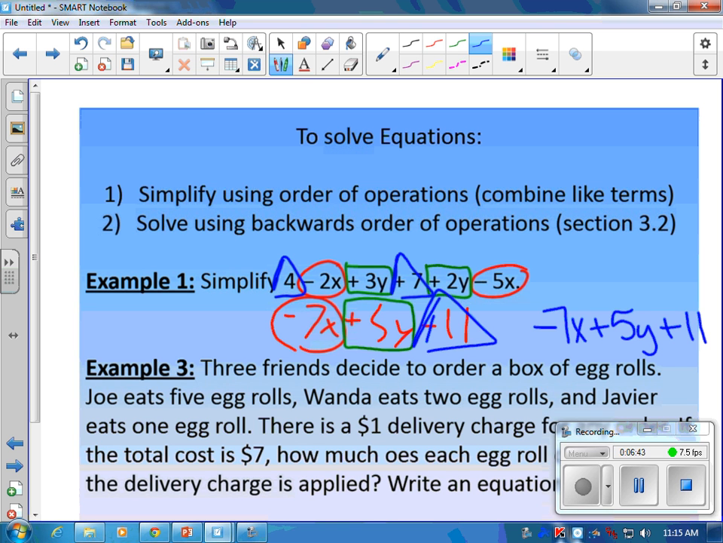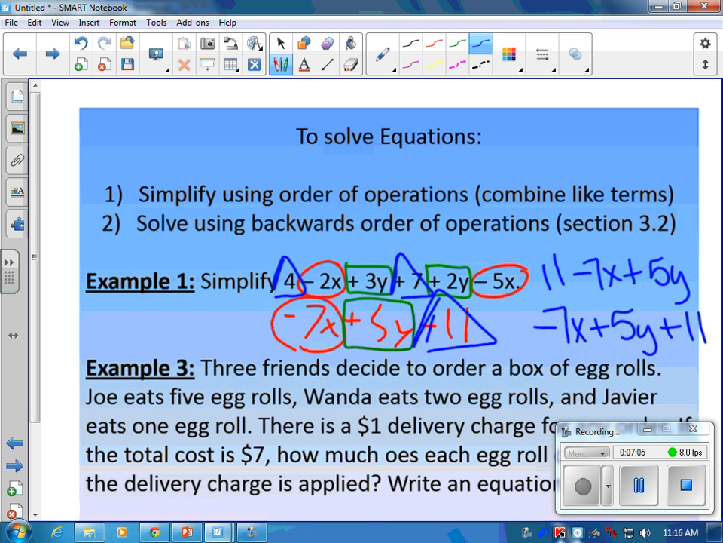And he wrote it this way. He was going to write it in a different order, but remember, when we write our final answer, if you want to write it in a different order first, like 11 minus 7x plus 5y, write it that way first. And then just make sure that it's in that alphabetical order with the variables, constant at the very end.